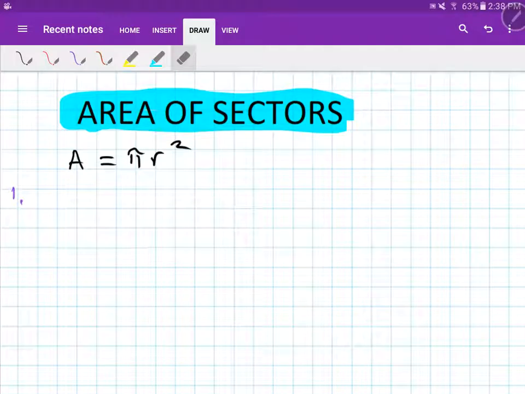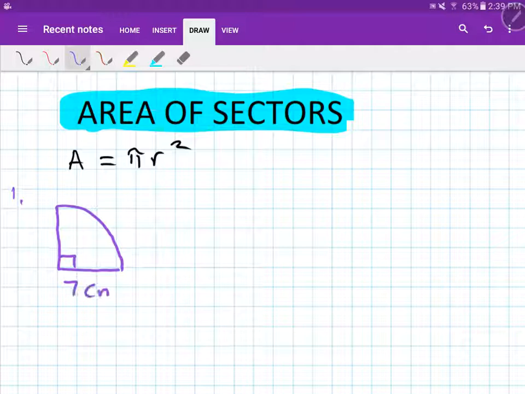Area of sectors. Remember, area of a circle is pi r squared. Okay, so let's try to do this one. Let's say the shape here, this one here. Now this is part of the circle. Let's say this is 7 centimeters. Now, how do you find the area of this?